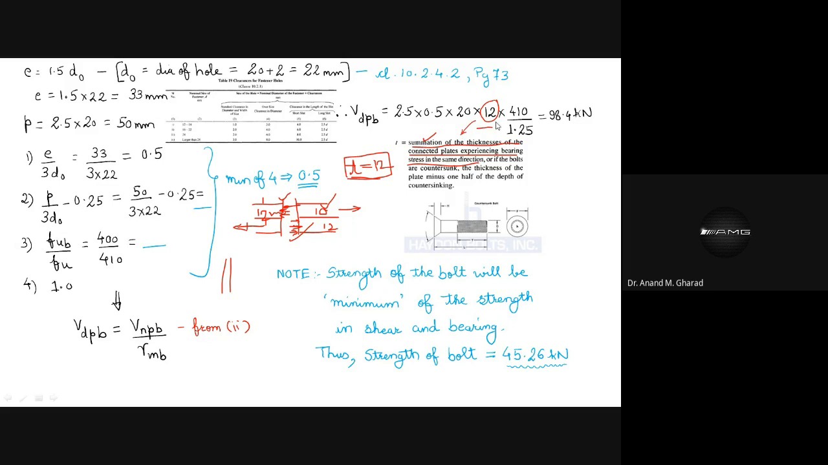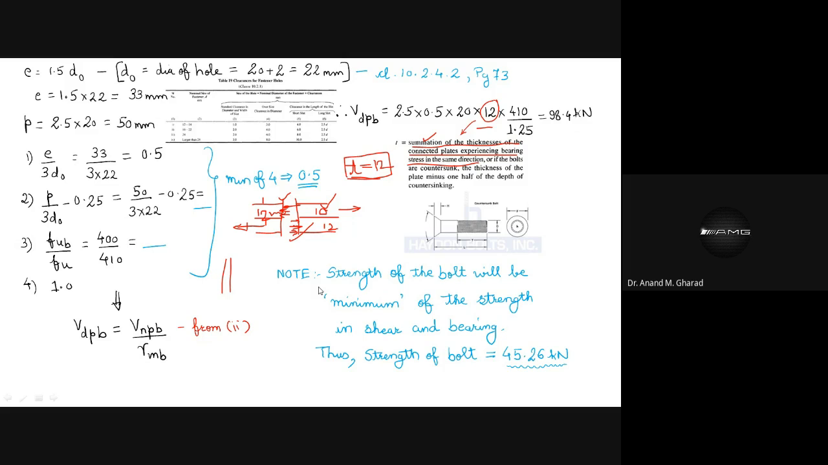Okay, so we have considered 12 mm over here. So you substitute all the values and you will get the value of VDPB to be 98.4. So see, VDPB I have directly calculated. While calculating VDPB, I have also considered the gamma MB value. Gamma MB we have already jotted down from the IS code. It comes out to be 1.25. Okay? So these are the values. This is the strength of the bolt in bearing and shearing. Okay?